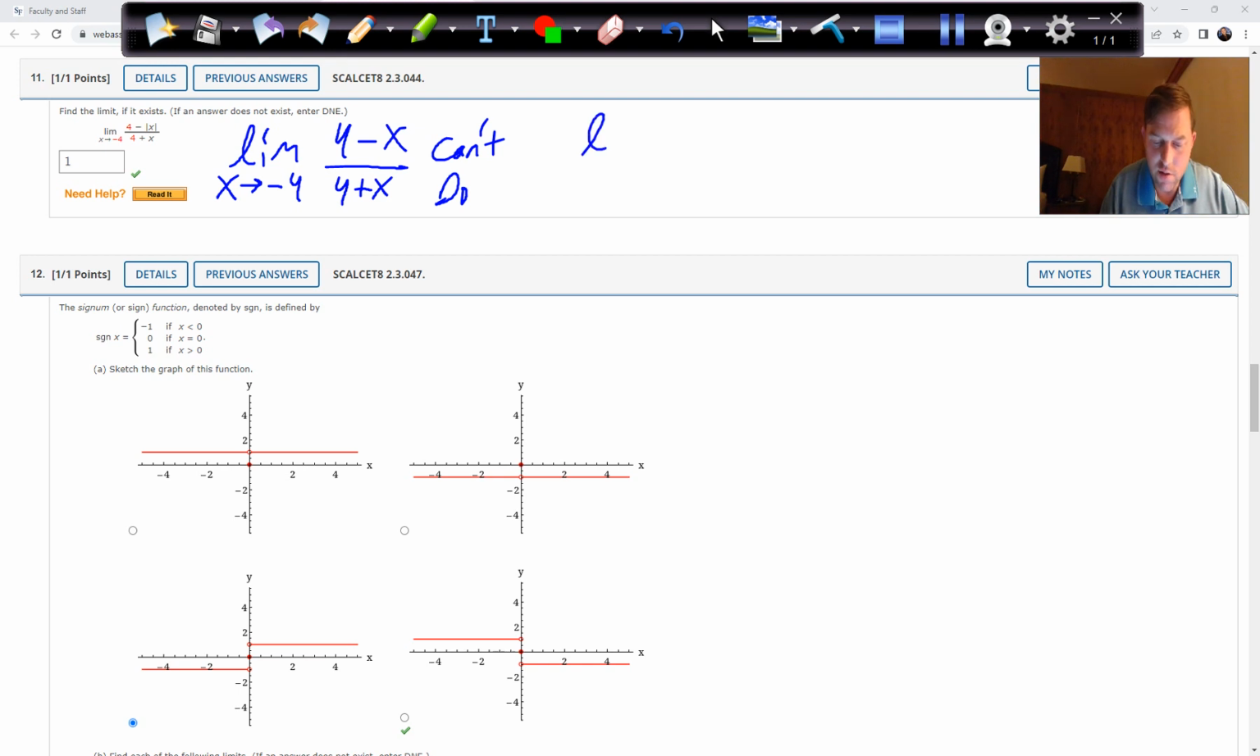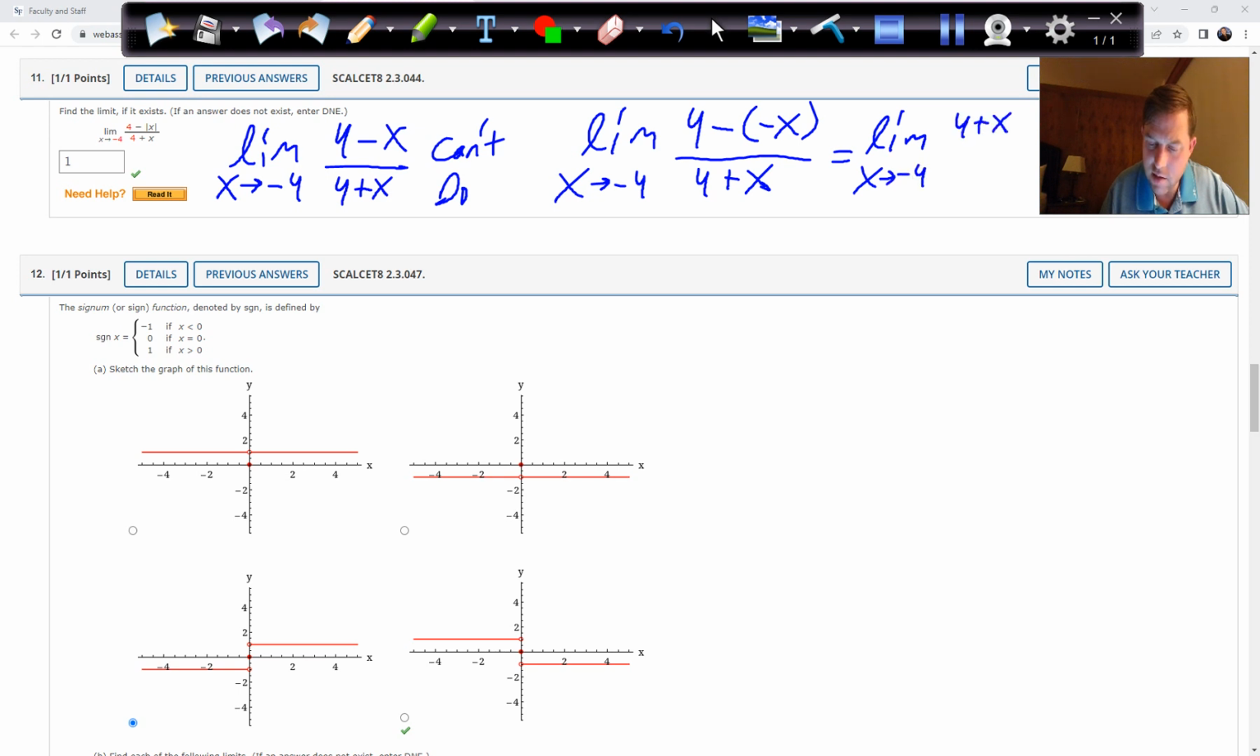So then we try the other one. X approaches -4 of 4 minus x, so make the absolute value negative, 4 plus x, and we would get this equals the limit as x approaches -4 of 4 plus x over 4 plus x. Those both cancel and the whole thing is just 1. So this is the limit as x approaches -4 of 1.